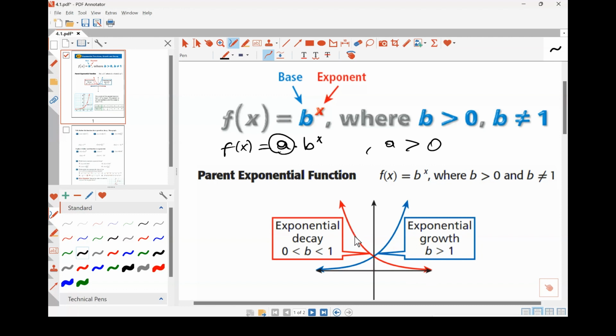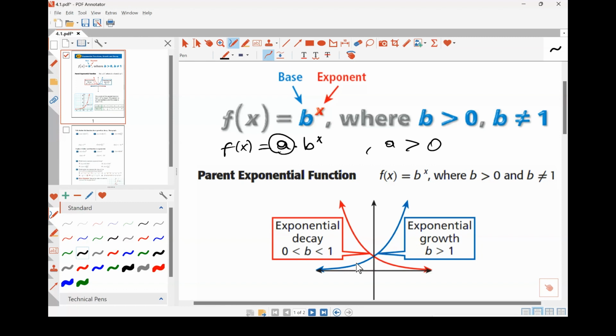And the red graph represents the exponential decay function. As x values are getting bigger and bigger, the function is falling down from left to right. The decrease is very fast at first and then slowly. So we have this situation when the base is between 0 and 1.